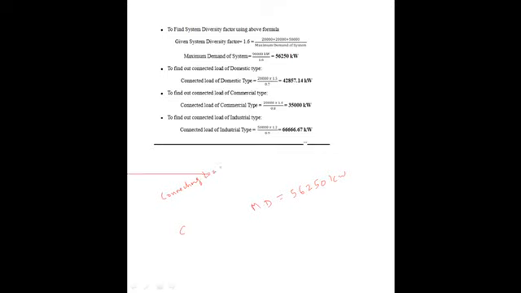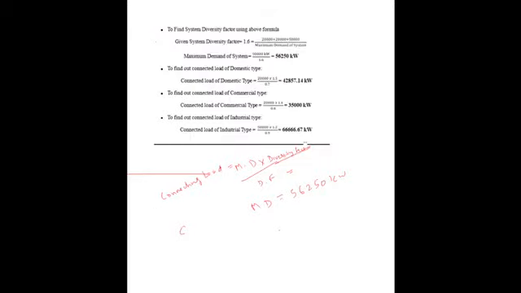Connecting load is given by maximum demand into diversity factor by demand factor. For domestic type, as you can see in the previous, the maximum demand is given as 20,000, the diversity factor for domestic load is 1.5, and the demand factor is 0.7. Okay.